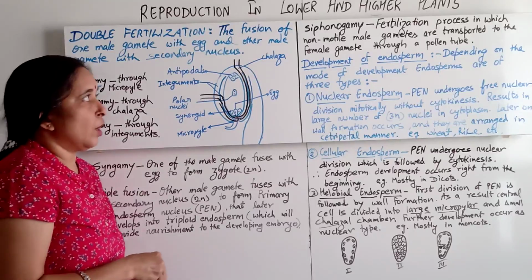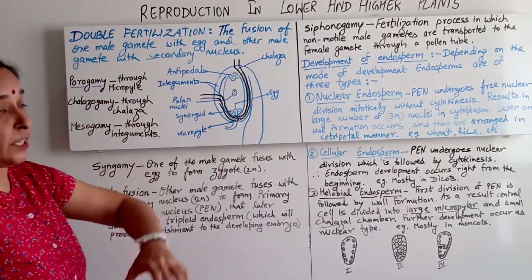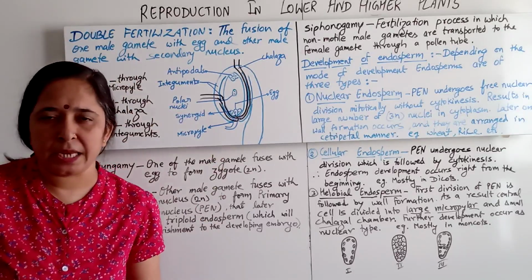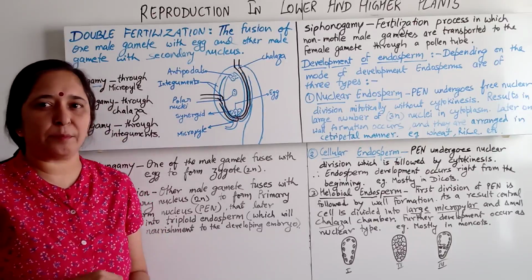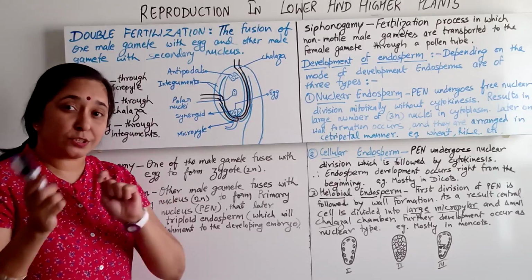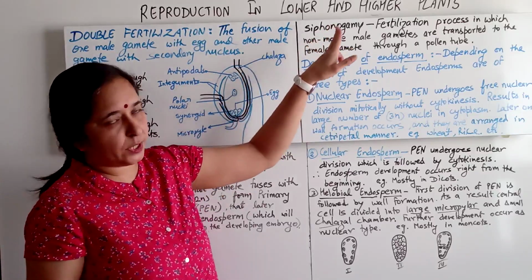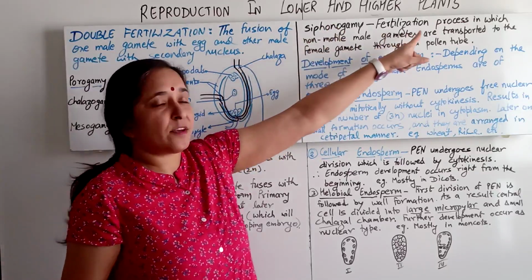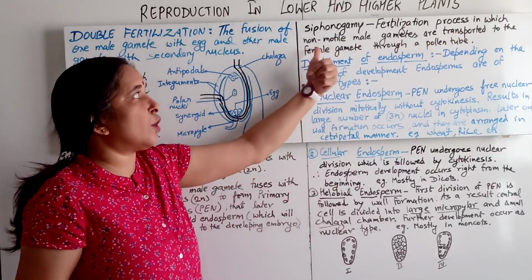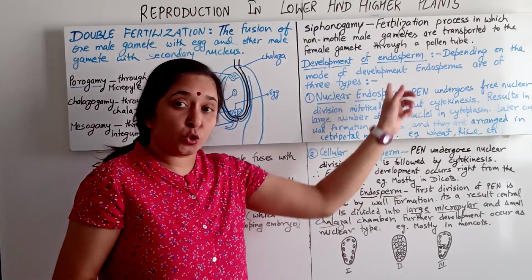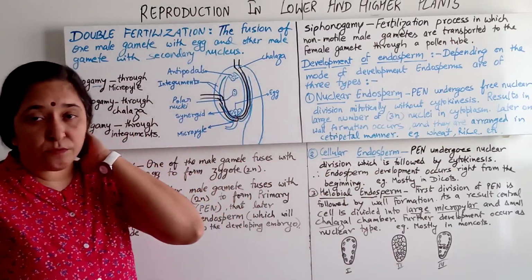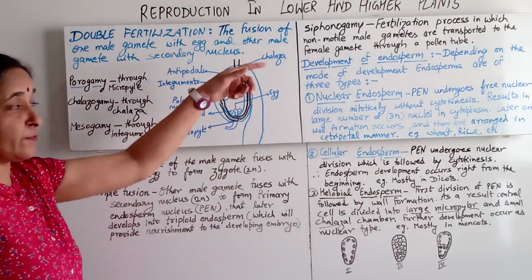Now, the male gametes which are non-motile enter and reach the female gamete through the pollen tube. Such type of fertilization, look here, is siphonogamy. The fertilization process in which non-motile male gametes are transported to the female gamete through a pollen tube. Such type of fertilization is called siphonogamy.